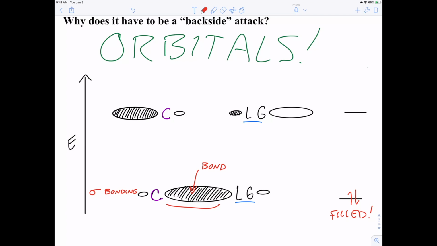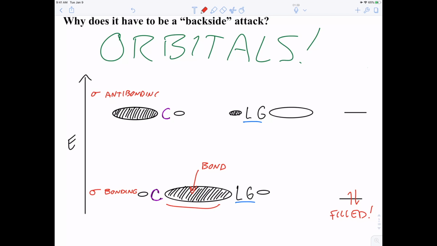And then for every orbital that we make, or any orbitals that you mix together, you have to get the same number out. So if we're taking an orbital from the carbon and an orbital from the leaving group, that's 2. We have to also make a sigma anti-bonding orbital as well.